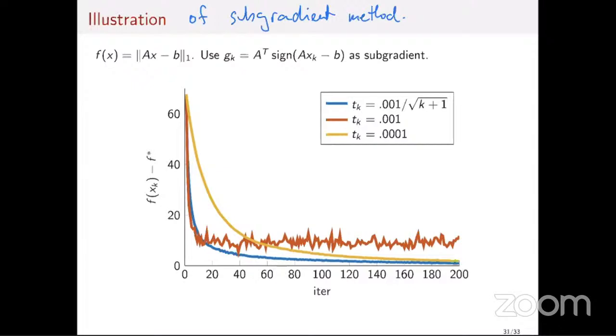I have tried three different choices of step sizes: one that decreases like 1 over square root of k, and two other choices that are constant, but with different magnitudes. We can see roughly what I have talked about before concerning the choices of step sizes.